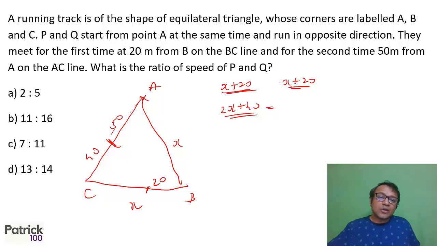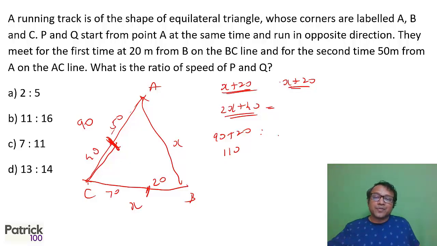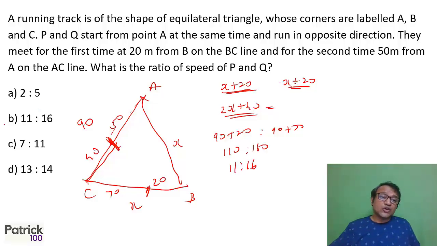Which is also 50 meters from A. So that means the total side will be 90. So x plus 20, x plus 20 is 2x plus 40, which is 40 meters from point C and 50 meters from point A, so total 90 meters. Which means when they meet for the first time, the first person travels 90 plus 20, 110. The second person travels 90 plus 70, 160. So the ratio will be 11:16.